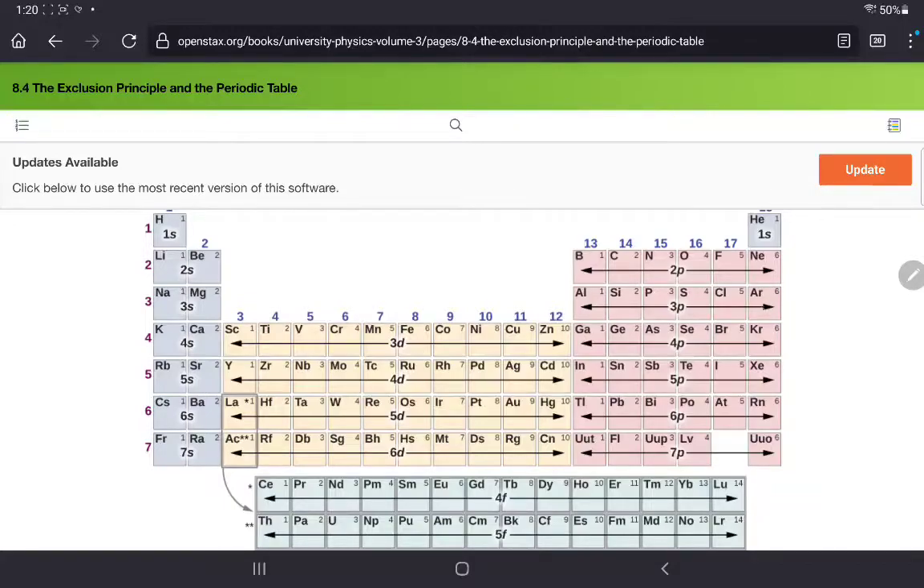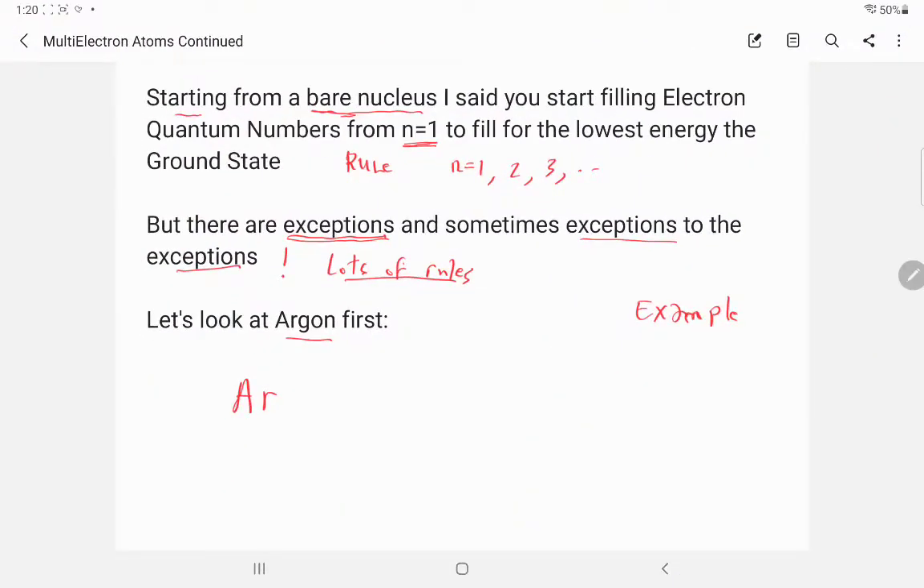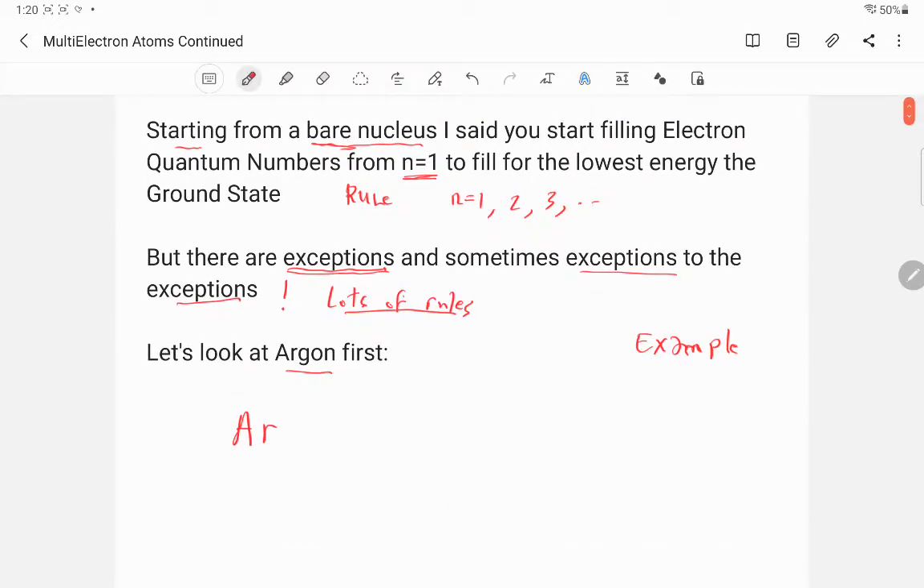And let's quickly think about how we fill in the electrons to a bare argon nucleus. So argon's Z number, the proton number, let's count it. Starts at hydrogen, hydrogen's 1, helium's 2, and then lithium is 3, 4, 5, 6, 7, 8, 9, 10, 11, 12, 13, 14, 15, 16, 17, 18. So argon is 18 protons. So let's go back to the notes. Argon is Z equals 18. So let's build up the quantum state for the electrons in an electrically neutral argon atom.